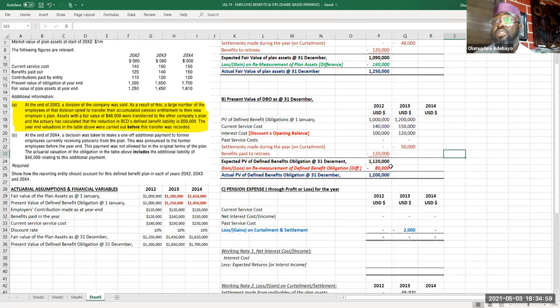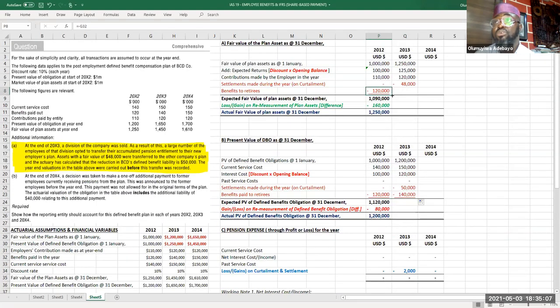Now the next thing is benefit paid to retiree, 140, 140. Now what is our balance in the plan asset as expected? And what is our balance in the plan liability as expected? Now, what is our actual fair value? It's now 1,450, which you have here. For liability, how much? 1,650. Therefore, your expected value of asset is 1.3, but your actual value is 1.4. Is it a gain or a loss? It's another gain of 143. And here, another loss of 370.